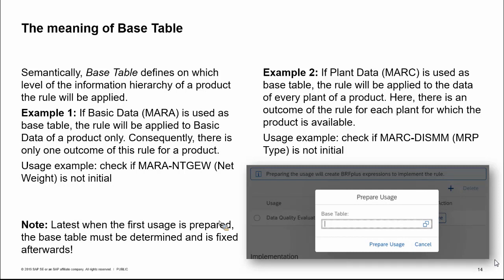So as a consequence, there will be one outcome when this rule is applied to the product. So if you check MARA net weight, that it is not initial, of course you will have one result per product. But you can also use different tables, for example, plant data as a base table to check MRP parameters. And then, of course, the system will automatically apply the rule to each and every plant for which a product that is to be checked is defined. And as a consequence, you will typically have multiple results per product.